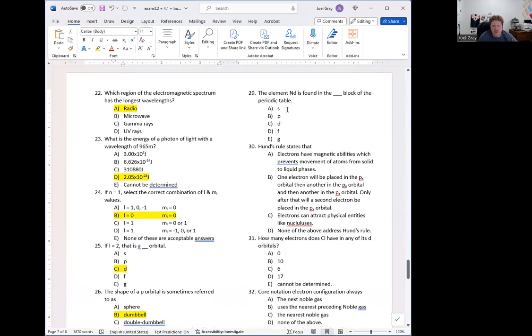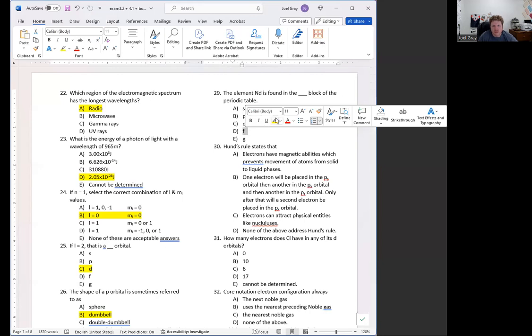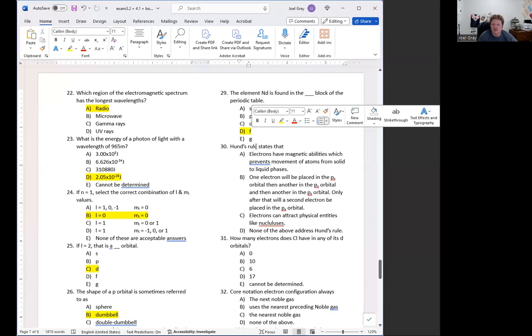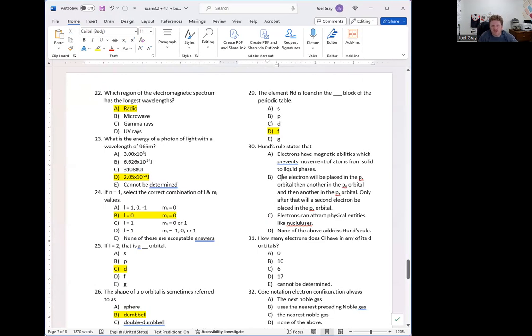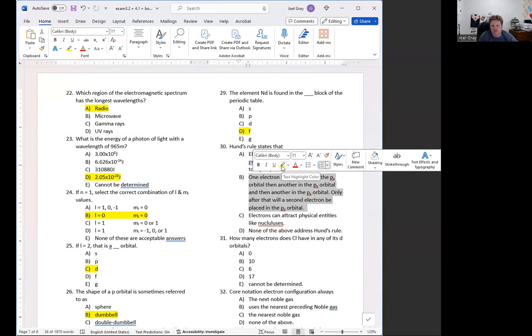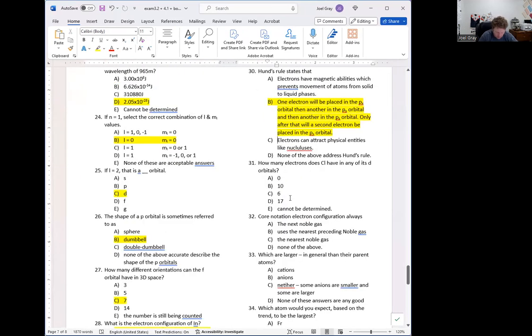Number 29. The element Nd is found in the actinides and lanthanides. So that would be D, the f block. Hund's rule is where you have an electron going up, up, up, and then you fill in down, down, down. So the correct answer option for this is B. One electron will be placed in the p sub x orbital, then in the p sub y, then in the p sub z, and only after that will a second electron be placed in the p sub x orbital. So number 30 is B.